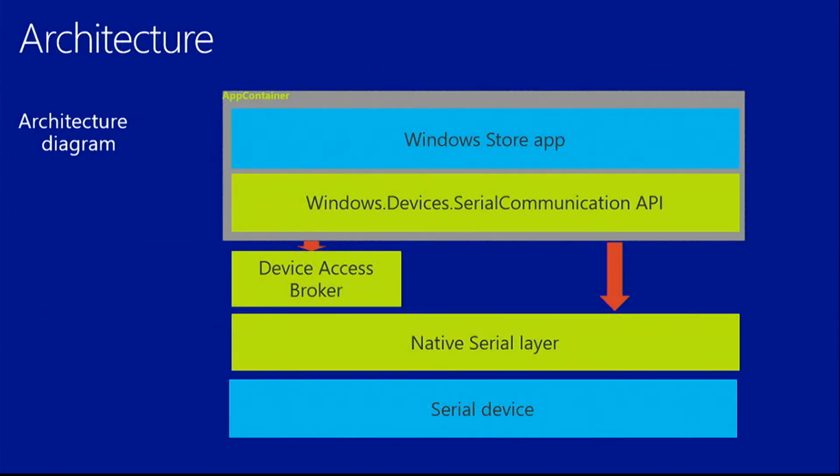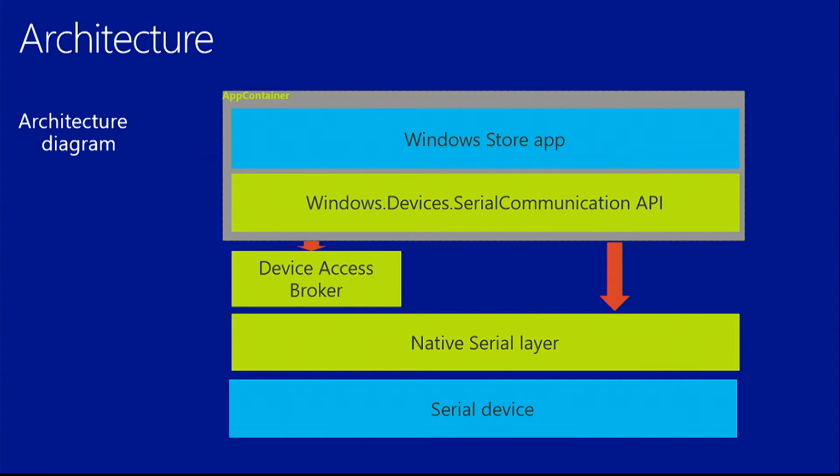So let's look at the architecture of how this is all laid out in Windows. You have your Universal Windows app right at the top of this layer cake. This uses the windows.devices.serialcommunication API, which is the runtime component. And these together run in the app container process, which is where all Windows Universal apps run. The runtime component uses the native serial layer, and by that I mean just a bunch of ioctls. There's an existing ioctl interface for serial, and we just reuse that.